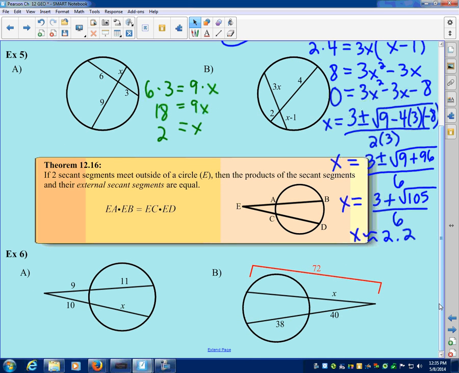So the geometry was easy. The algebra was a lot of work. Well, it takes, I would call it perseverance here. Anytime you're using the quadratic formula, it's going to take some work.